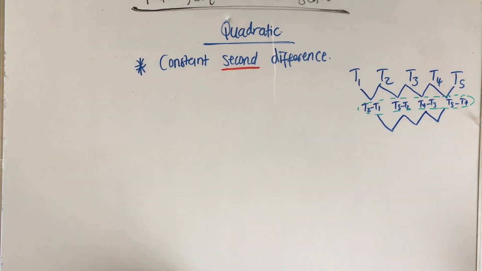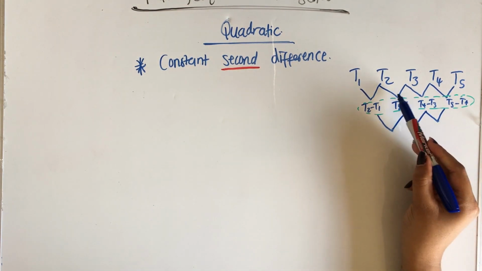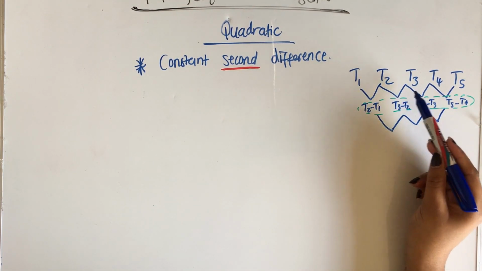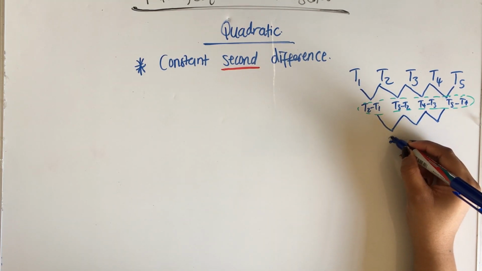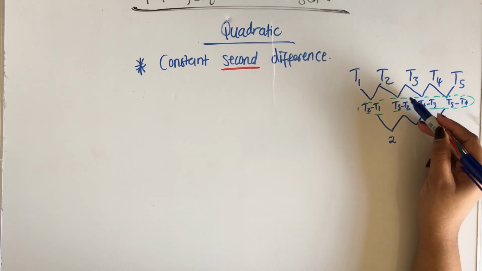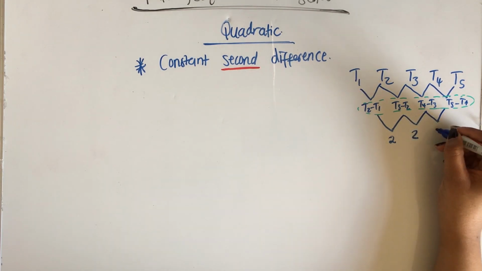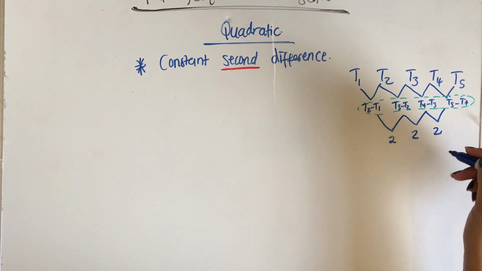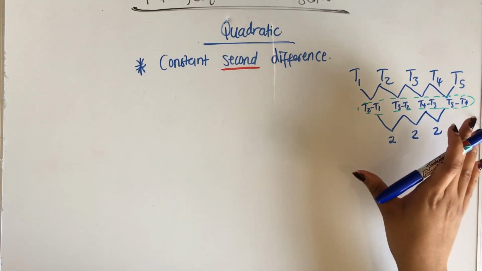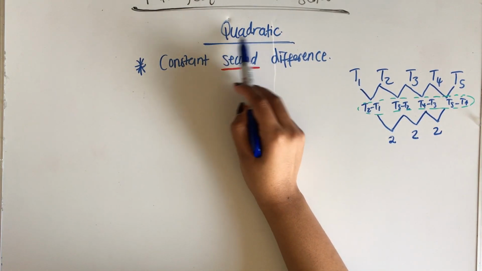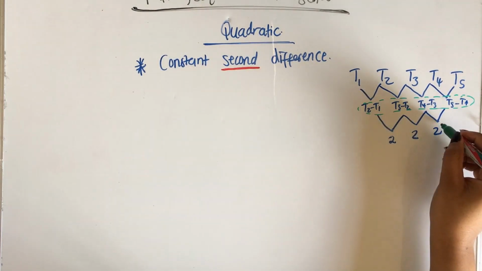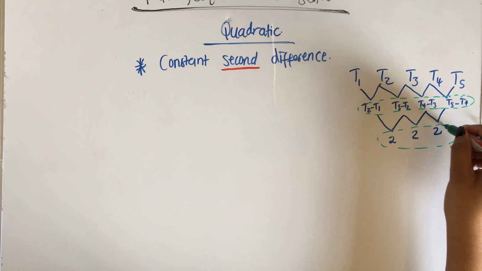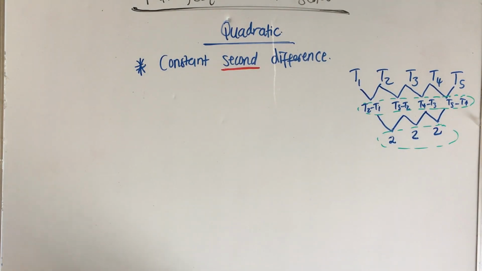So this is to say that with your second difference, whatever value you get here, if you say this value minus that, for example, let's say you get 2, then every time you do this it should give you 2 throughout. If it doesn't give you 2, then you can rest assured that this is not a quadratic pattern. So remember that your second difference should always be constant, not the first, but the second difference.